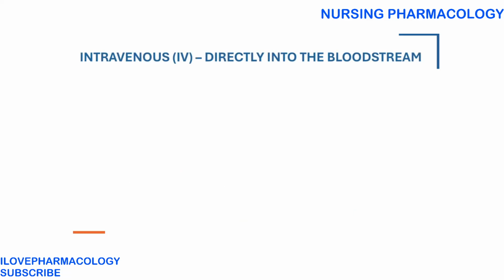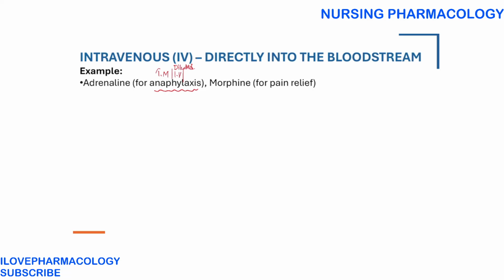So next, coming to the intravenous route of administration, which is given directly into the bloodstream. The example is adrenaline, which is used to treat anaphylaxis, and is given by the IM route as well as IV. IV only in case of a very emergency condition, and it has to be diluted compared to IM. But IM will be the drug of choice in case of anaphylaxis if you were to give adrenaline, then morphine for pain relief.